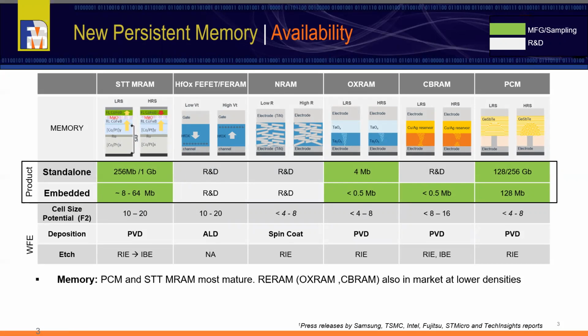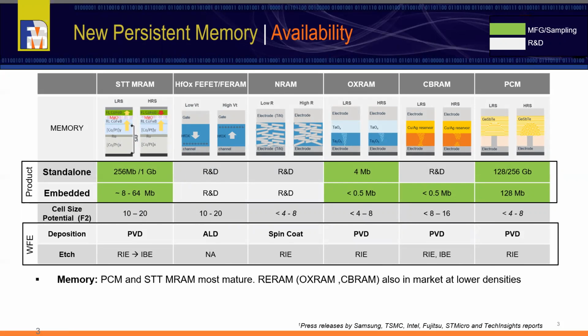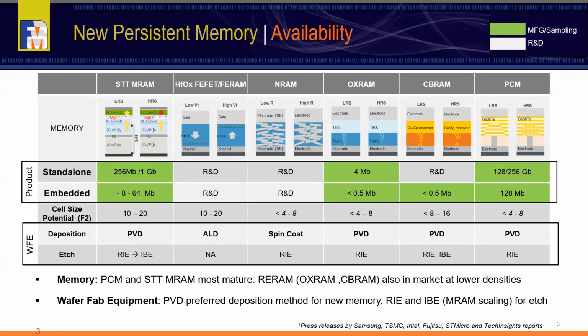In terms of wafer fab equipment used to process these materials, PVD or physical vapor deposition tool is the deposition method of choice. For etch process, both reactive ion etch or RIE and ion beam etch or IBE are in the running. These are the areas that Applied has products that enable high volume manufacturing. The rest of the talk, I'll focus primarily on MRAM and phase change memory.